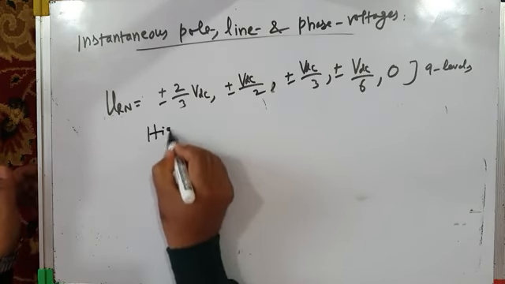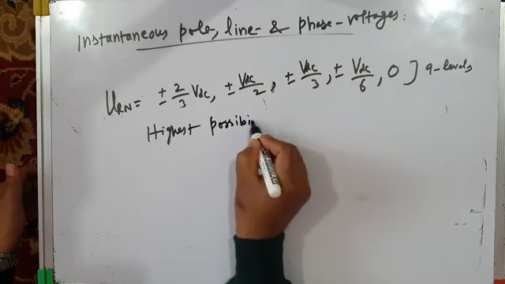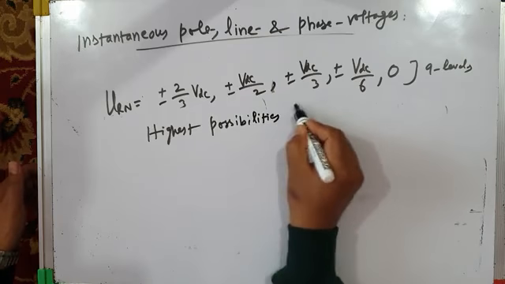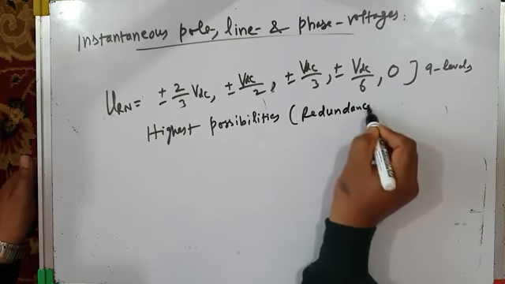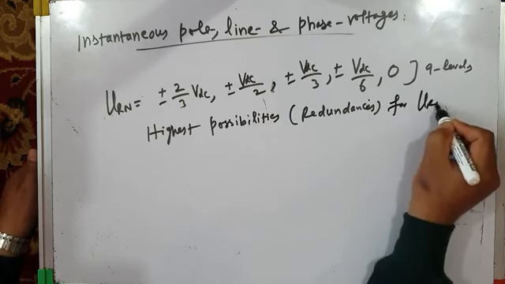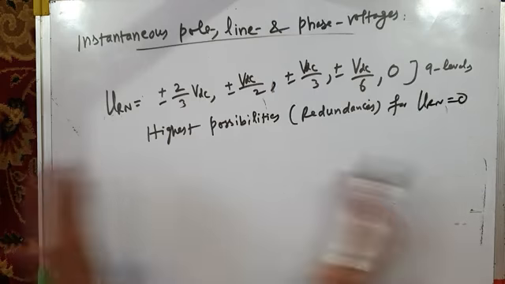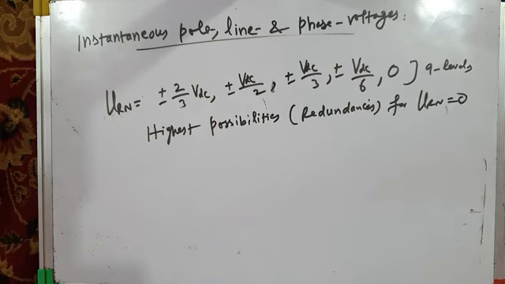Highest possibilities, which also means redundancies for VRN equal to 0. So you have many switching combinations which will give you VRN equal to 0. So it has the highest number of redundancies.